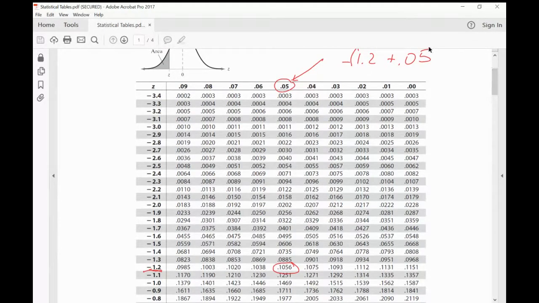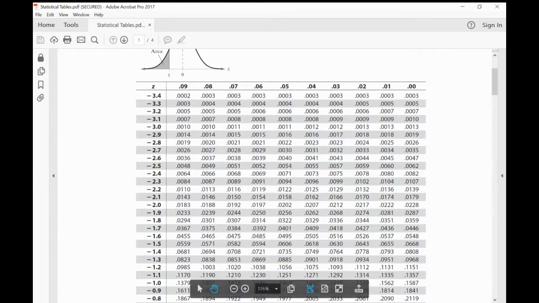This is not 1.2. Here we go. Trying to put this in parentheses. There we go. That's going to give me negative 1.25. This right here, guys, is the area to the left of the curve. So let me stop sharing this piece here with you, and let me come back to my notes one more time.